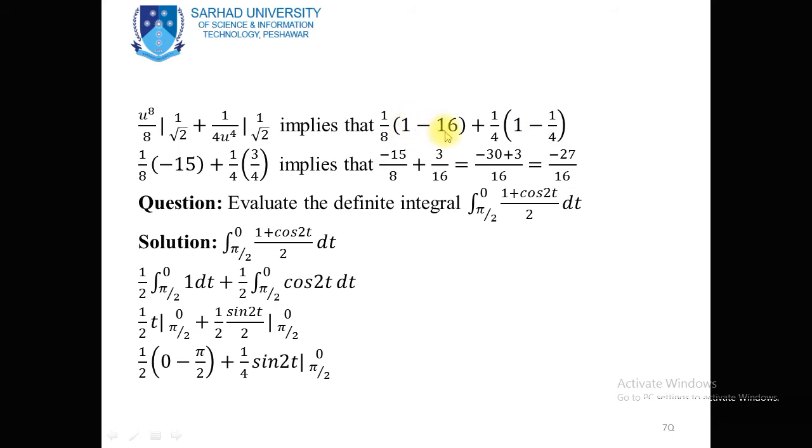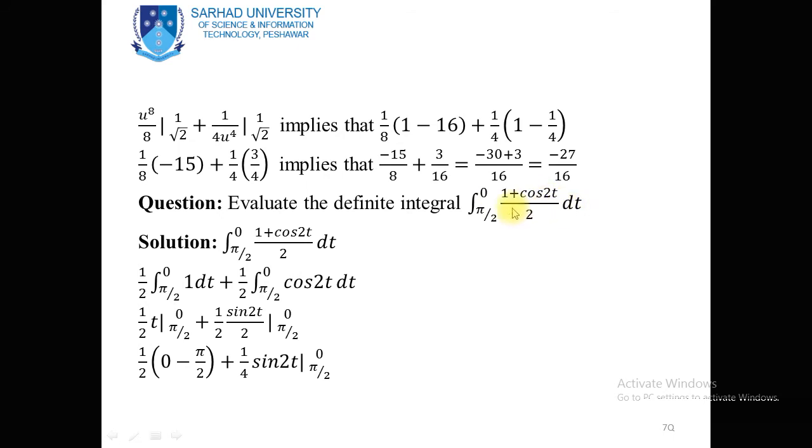Now 1 minus 16 is equal to minus 15, 1 over 8 into minus 15 plus 1 over 4 into 3 by 4, and this implies minus 15 by 8 plus 3 by 16. Now taking the LCM we obtain minus 30 plus 3 divided by 16, which is equal to minus 27 by 16. Now another problem: integration from minus pi by 2 to 0 of 1 plus cos 2t divided by 2 with respect to t.